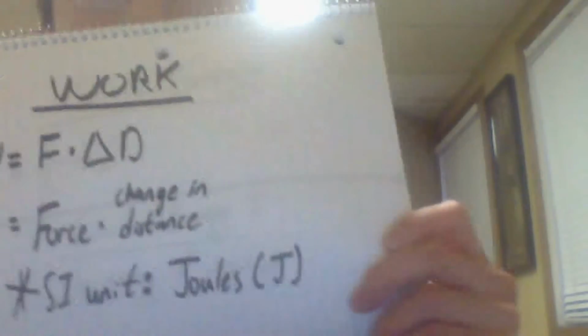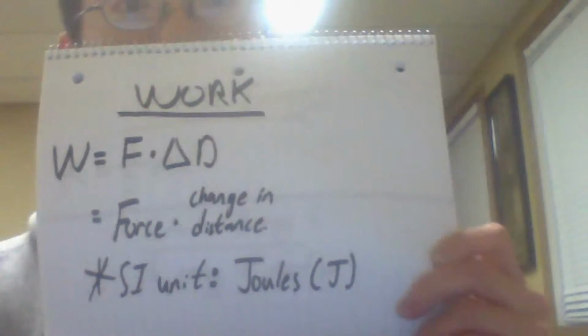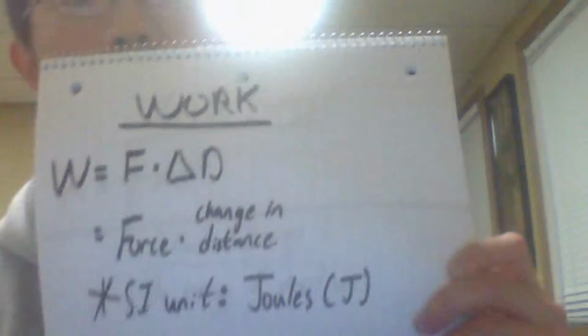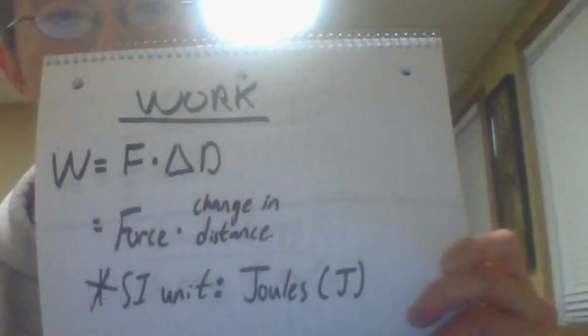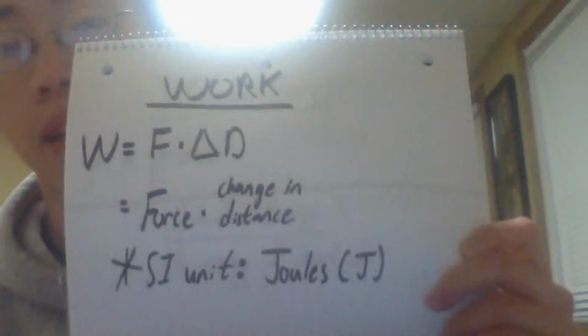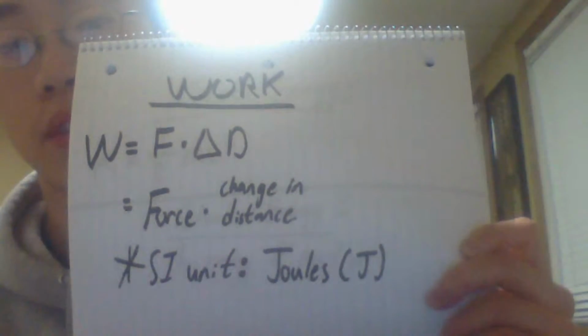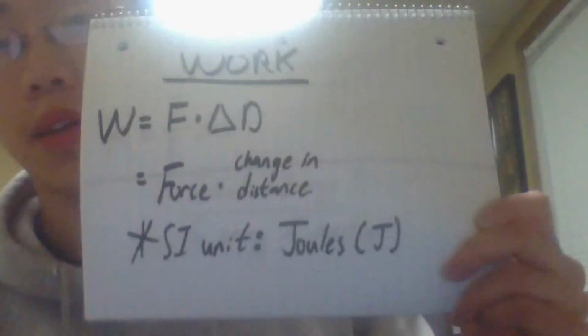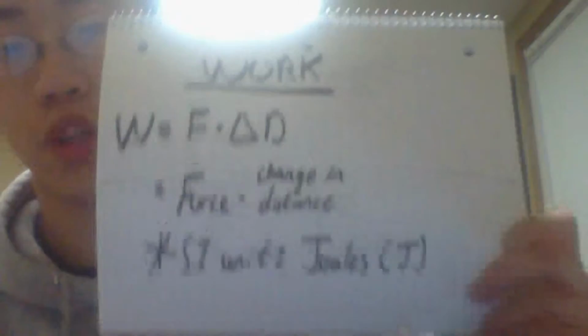Okay, so work is defined as the force applied over a distance, and the components are W for work, F for force, and delta D, which is change in distance. And the SI units for it are joules, or J. Just some other components of work.